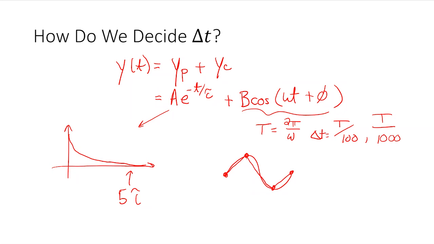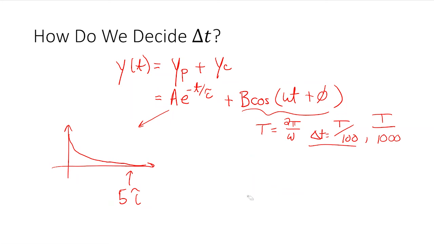Well, if I have 100 points in a period, in other words, I'm going to graph 100 points in one period, then my time step is t over 100. As I go through 100 points in my t vector, I will have seen one full period. Okay. Now, that is not all that scientific, but it makes sense, right?